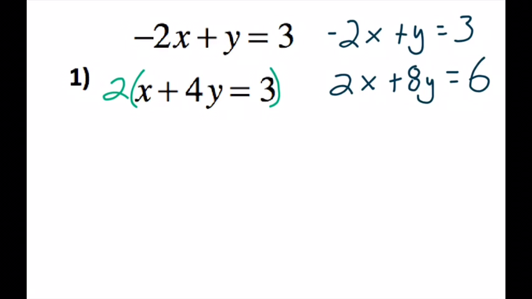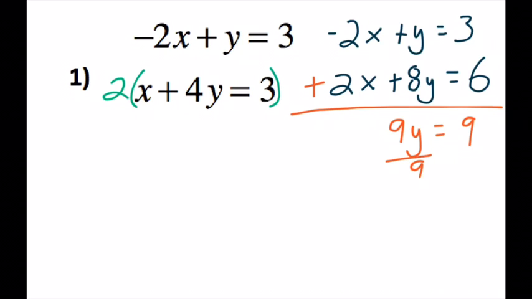Now, when I add these two together, my x's will eliminate. I have negative 2x plus 2x, which is 0. 1y plus 8y gives me 9y equals 3 plus 6 is 9. Divide both sides by 9, and y equals a positive 1. So now I know that in my ordered pair, my y value is 1.